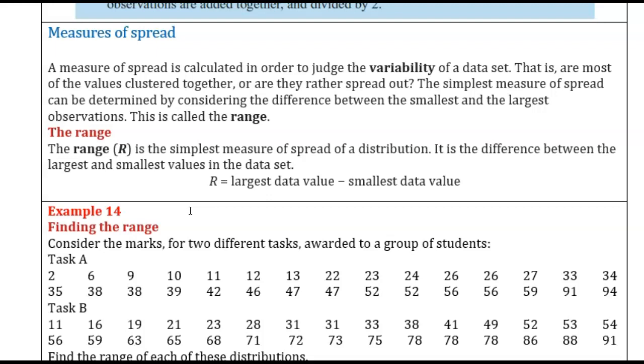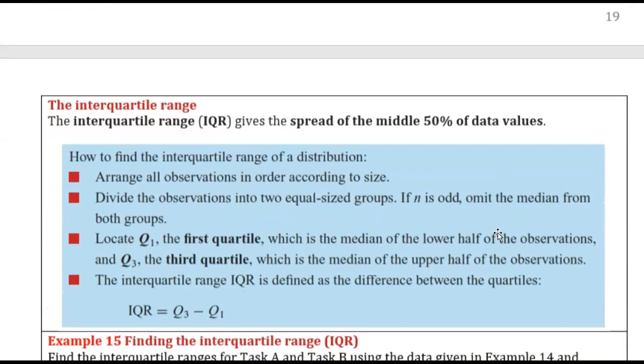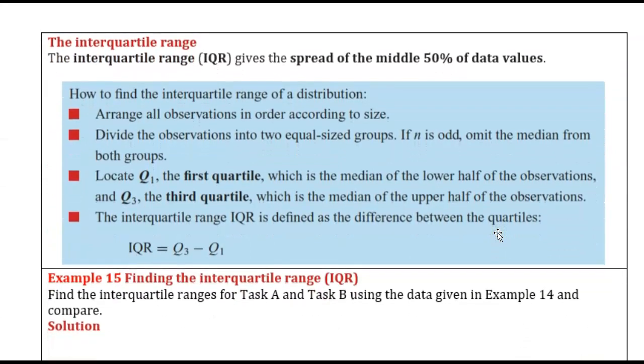Okay, and there's the range. Take the largest data value, subtract the smallest data value. Okay, I'm not going to do that example just yet. Okay, so the other measure of spread is the interquartile range. So you have the range and the interquartile range.